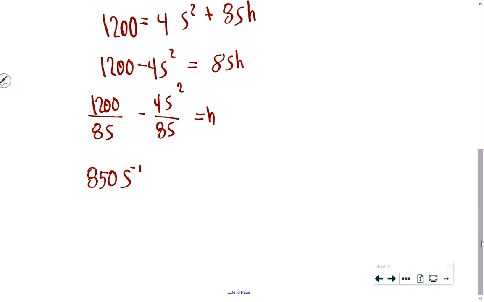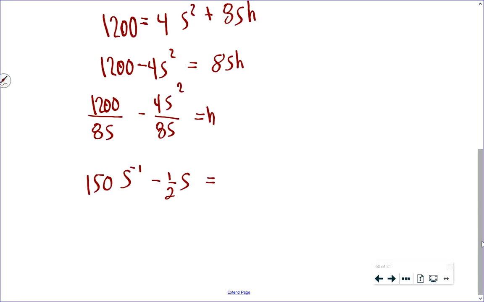150? Did I say 150 originally? Okay. My brain is, now I'm going to write 850 again. I don't know what's going on with me today. 150. And then minus 4s squared over 8s is minus 1/2 s. You guys better be eagle-eyed on my work here today. Is that correct? Okay. And this is equal to h.